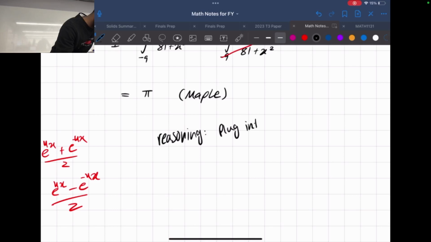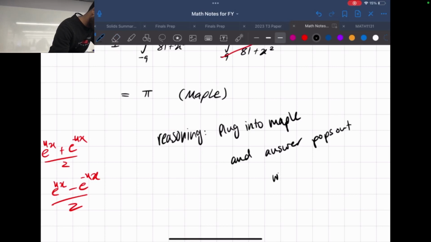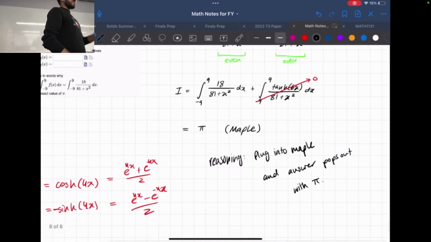Plug into Maple and answer. Can you get one too? Obviously, you want it to be a bit more formal. Okay, you want it to be a bit more formal. Yeah, that's pretty much it.